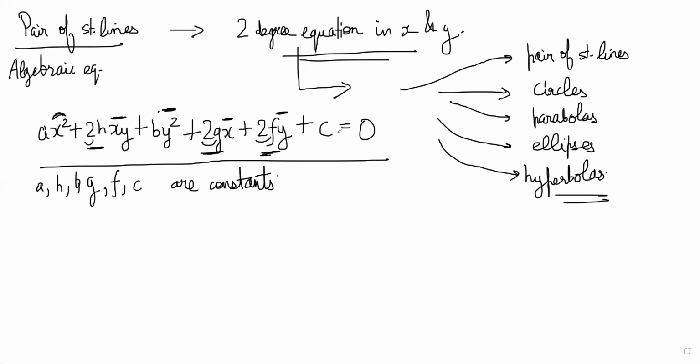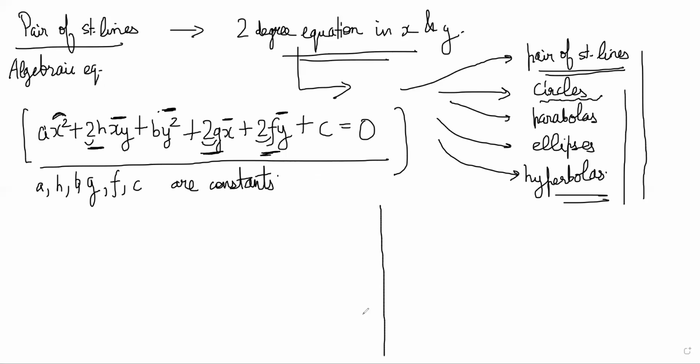We will see as we study further that this equation can sometimes be the equation of a pair of straight lines, sometimes it can represent a circle, or sometimes all of these things, right? So what we will need to understand is when is this equation going to be a straight line, when is it going to be a circle, when is it going to be a parabola, ellipse, or hyperbola, right? So first thing we will begin with is very simple.